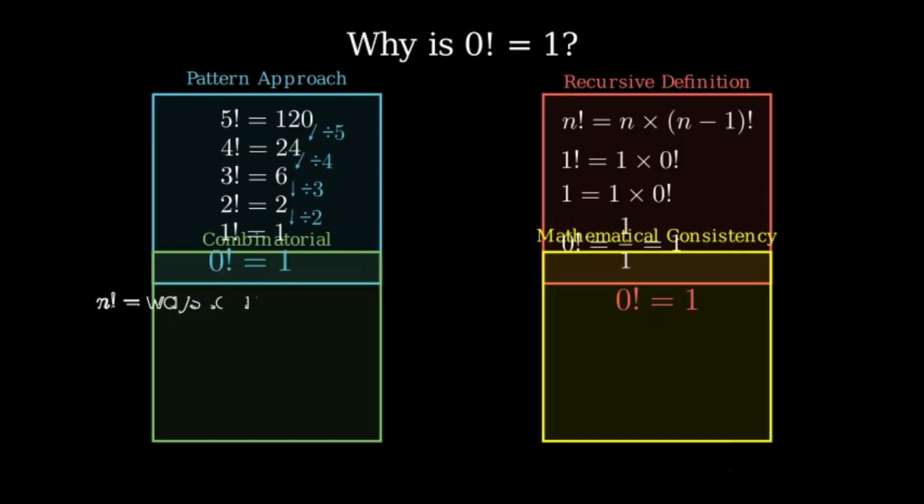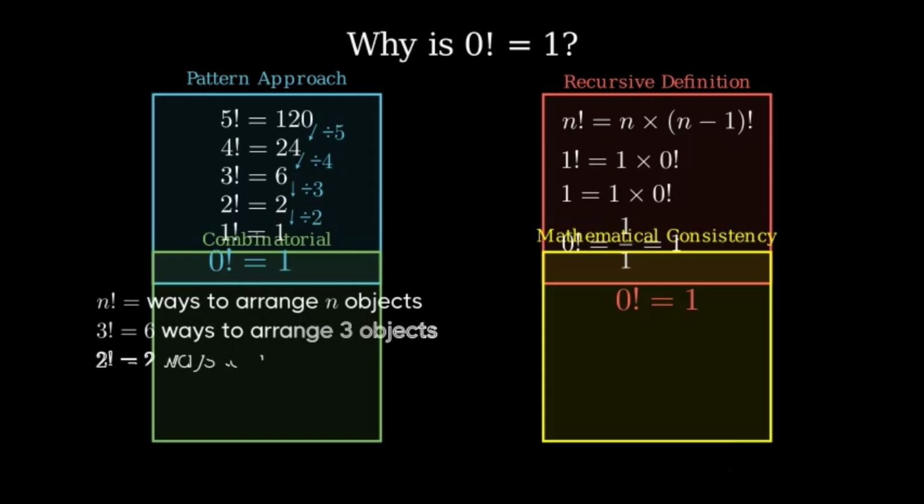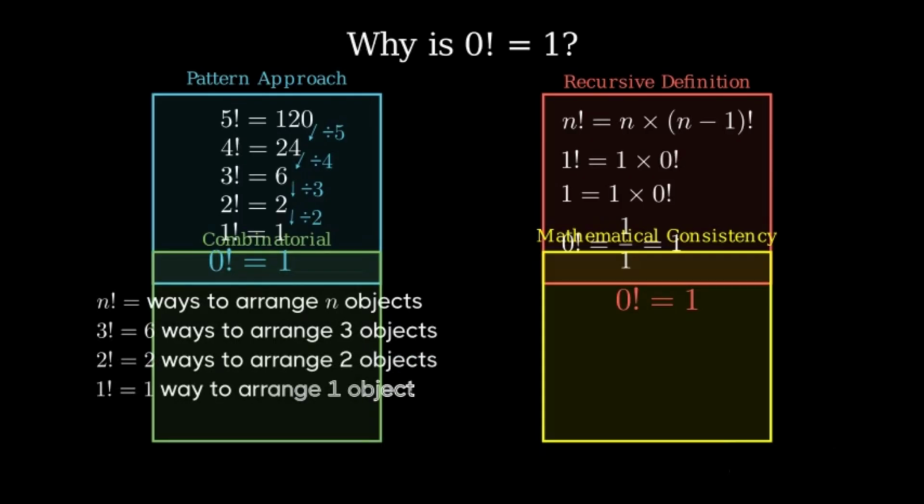The third approach involves the combinatorial interpretation of factorial. Factorial represents the number of different ways to arrange a set of objects. 3 factorial means there are 6 different ways to arrange 3 objects. 2 factorial means there are 2 ways to arrange 2 objects. So what about 0 factorial? How many ways can we arrange 0 objects? Well, there's exactly one way, by doing nothing. This empty arrangement is a valid mathematical concept and corresponds to exactly one possibility, giving us 0 factorial equals 1.